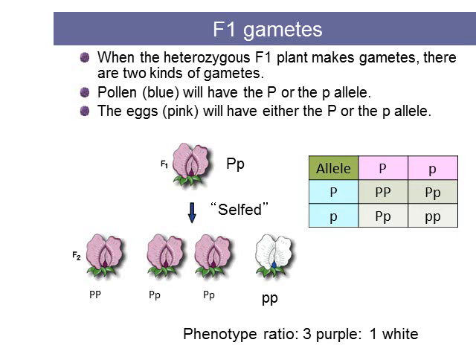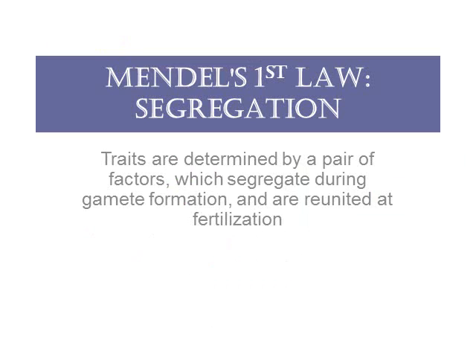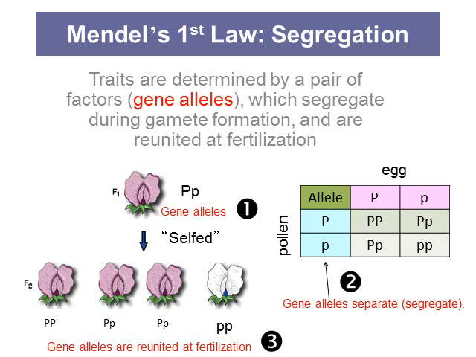The first law: traits are determined by a pair of factors which segregate during gamete formation and are reunited at fertilization. So what does this mean? He didn't call them that before. He said traits are determined by a pair of factors. These are what we know now as gene alleles. Okay, so a dominant allele is the purple, and a recessive allele is the white.